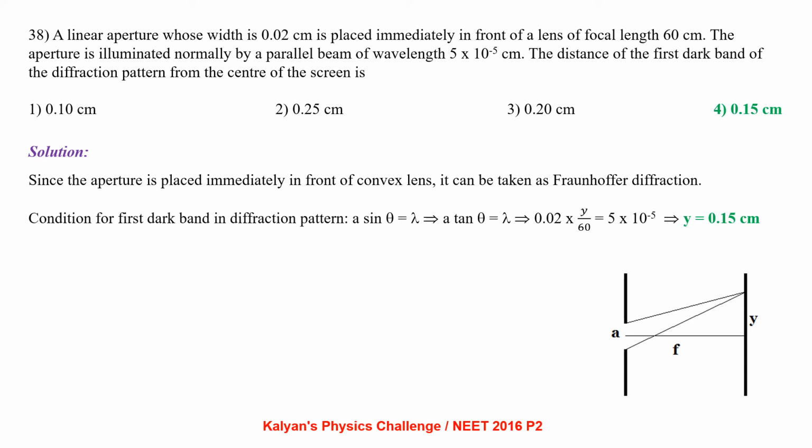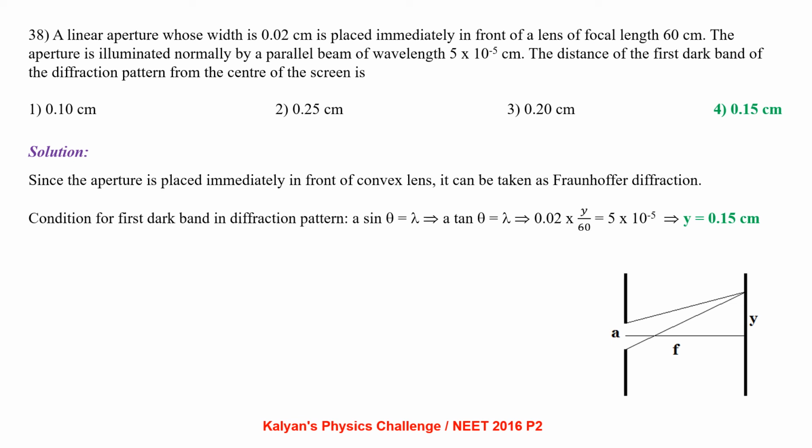A linear aperture whose width is 0.02 cm is placed immediately in front of a lens of focal length 60 cm. The aperture is illuminated normally by a parallel beam of wavelength 5 times 10 power minus 5 cm. The distance of the first dark band of the diffraction pattern from the center of the screen is?